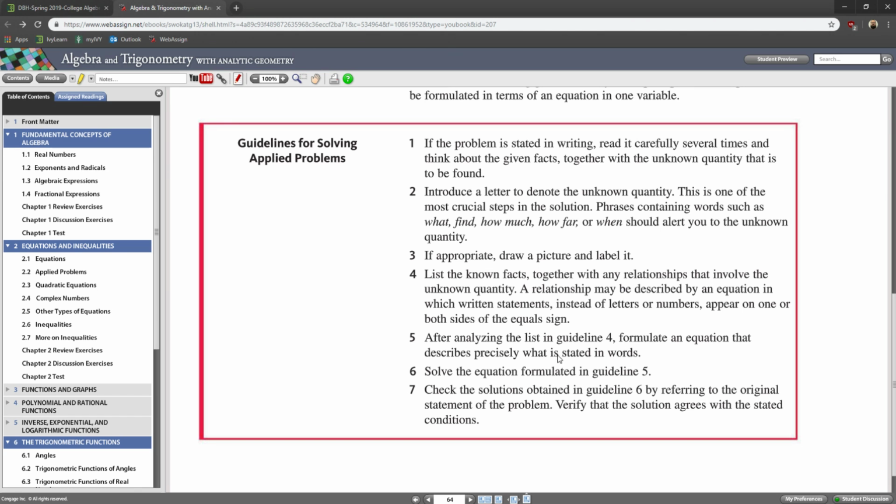Okay? And that also goes with step 5. After analyzing the list in guideline 4, formulate an equation that describes precisely what is stated in words. Then in step 6, you're supposed to solve an equation. And then step 7, check that the solution obtained in 6 is a solution to the statement of the problem.